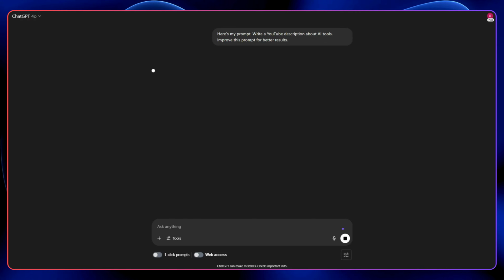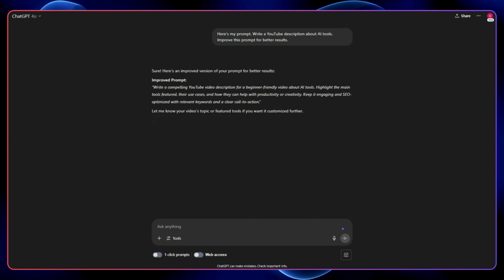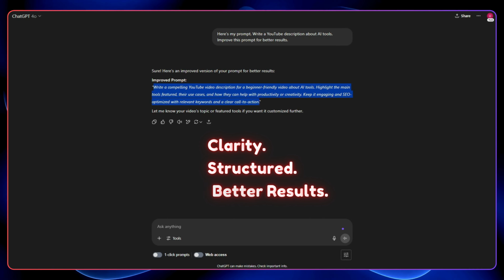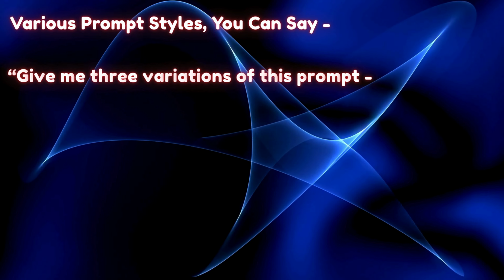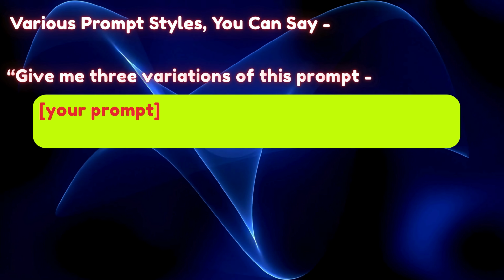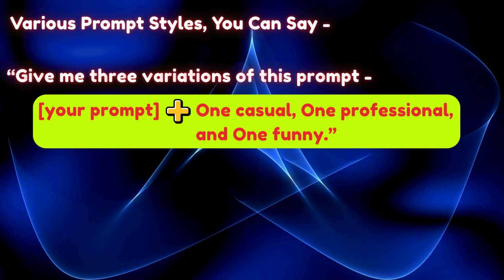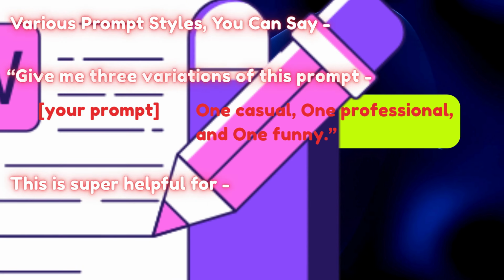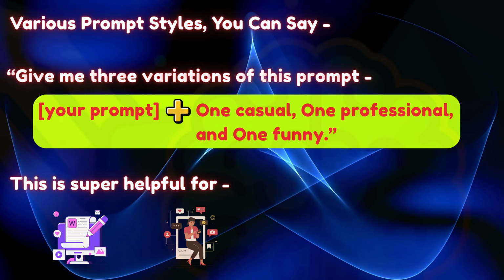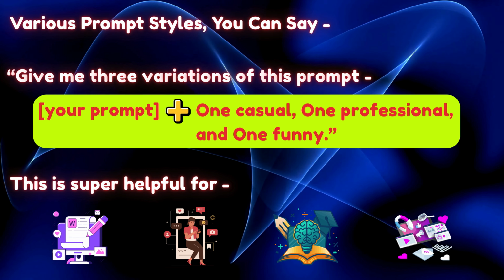The result will be an improved version of the prompt from GPT, which is clearer, structured, and gets better results. And if you want to see various prompt styles, you can say, "Give me 3 variations of this prompt," followed by one casual, one professional, and one funny. This is super helpful for copywriting, social media posts, educational content, marketing campaigns.